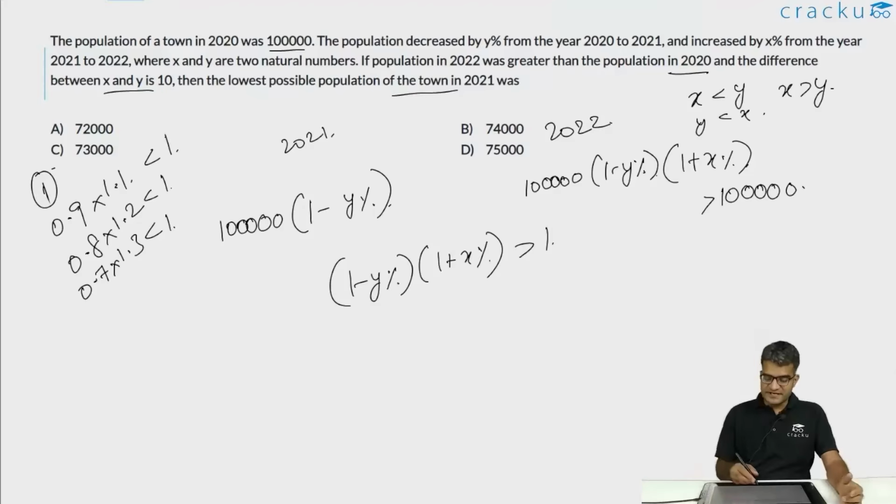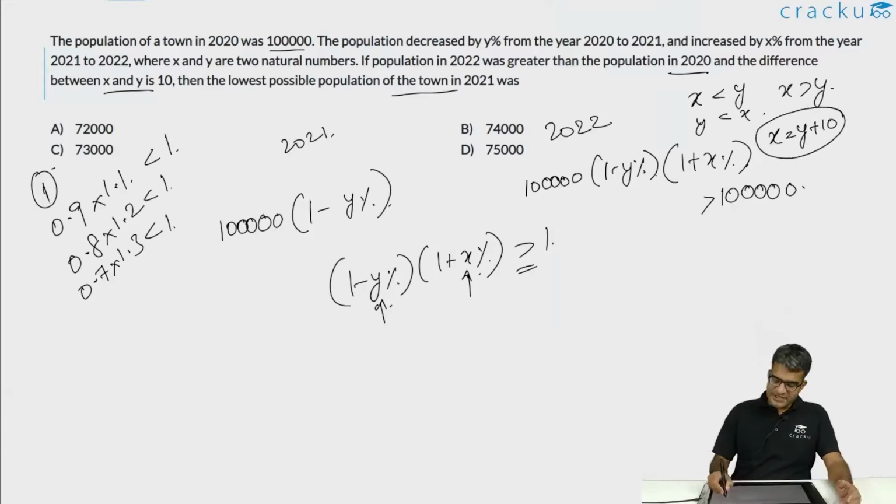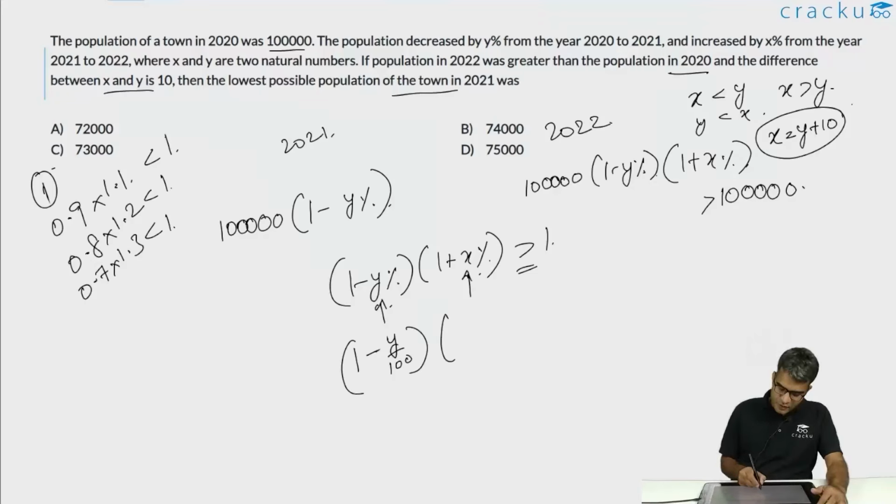But if the product is actually greater than 1, then the increase has to be greater than the decrease. This would imply that x has to be equal to y plus 10. If you don't understand this, you can consider a case where y is actually x plus 10, that is y is greater than x, solve for it and you will get a negative answer. That won't happen. So this would imply that x is y plus 10. So if you are simplifying this, you are going to get 1 minus y by 100 into 1 plus, what is x? y plus 10 by 100 is greater than 1.